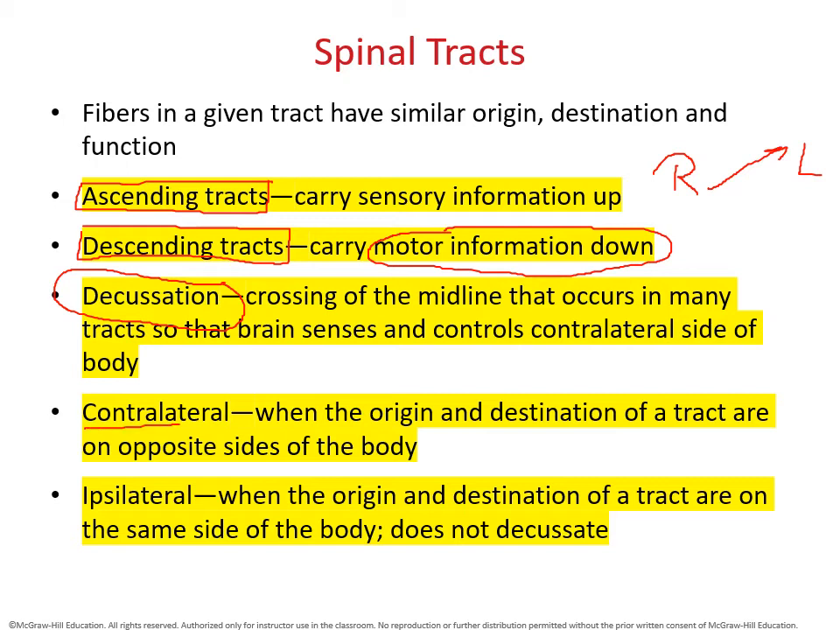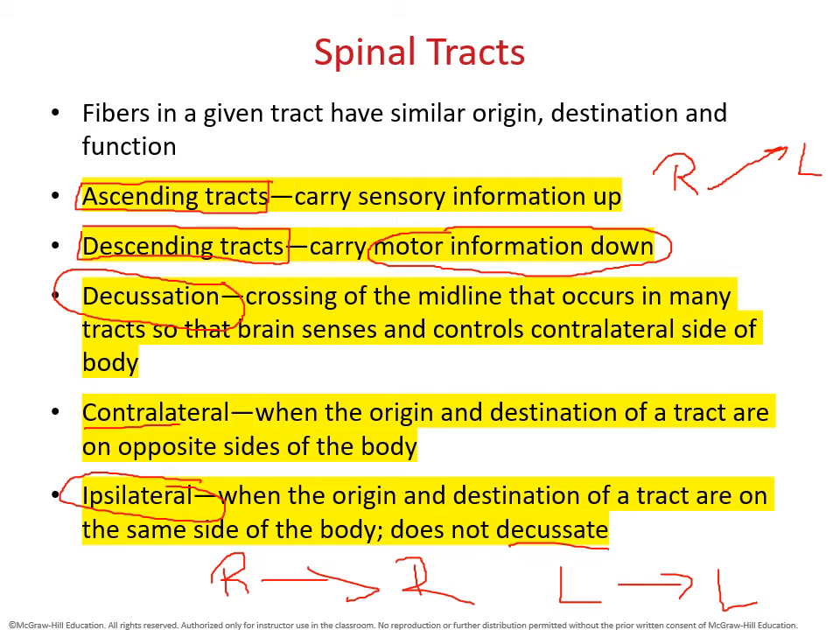So the origin and the destination are on the opposite sides of the body. The right side, for instance, detects it, but the left side will analyze it. Or the left side will detect it, but the right side will analyze it. So you're switching sides. If you see that the origin and the destination are being described at the same location, the same side of the body, then it's called ipsilateral. And ipsilateral means there's no crossing over. If the signal starts on the right side, it will be interpreted on the right side. And if the signal starts on the left side, it will be interpreted on the left side.